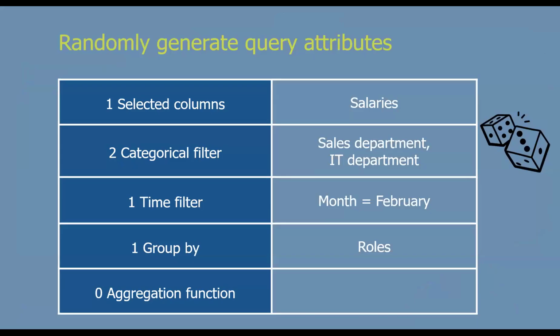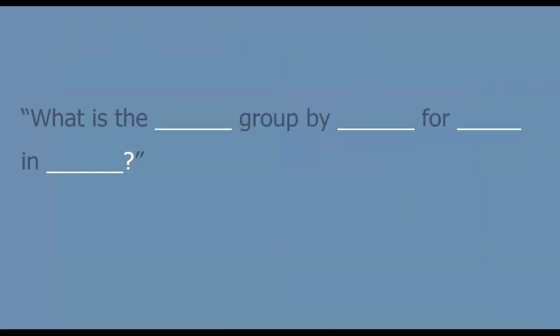Now I can look at the columns of these tables and I can say, okay, so let's randomly pick salaries as the target column that we want to select. And let's pick a few categories from it. And let's randomly pick a time range and so on. So I can pick these different elements of the SQL query that I'm about to generate. And I can just sample them from the data set that I have from the database.